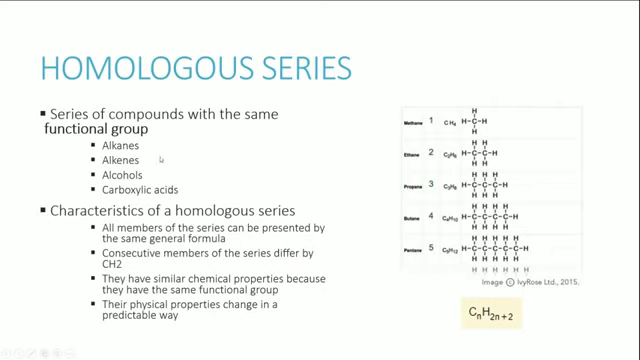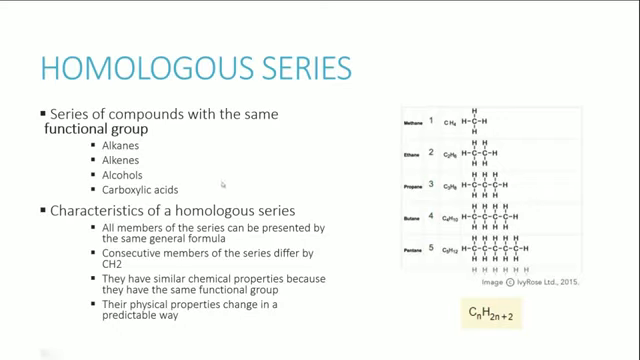But homologous series are molecules with the same functional group, but the main differences are that they have different carbon numbers, the different total number of carbons inside the structure, or at least in the chain. So the characteristics of homologous series would be that all members of the series can be represented by the same general formula, which is basically a formula that tells you if you have a certain amount of carbons, then how much hydrogen you'd have in that particular molecule.